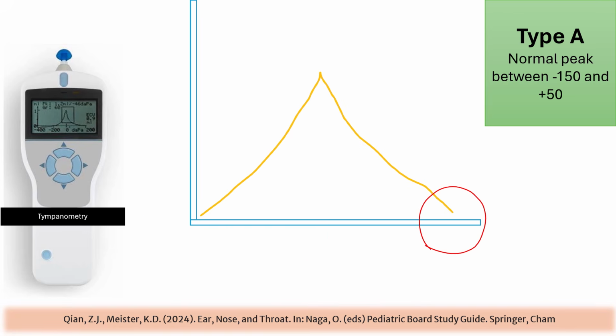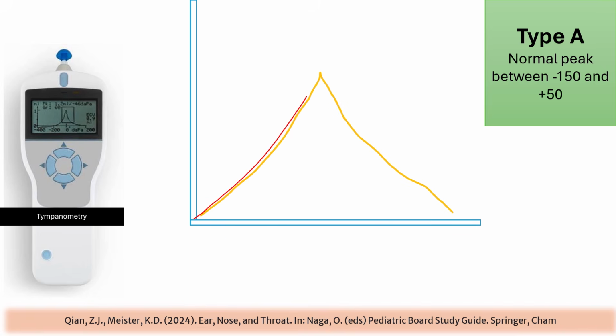On the positive side, the tympanic membrane here is very stiff with least compliance. Here, the tympanic membrane is very stiff with negative pressure and least compliance. At 0, this is the most compliance of the tympanic membrane. This is normal type A with normal peak.